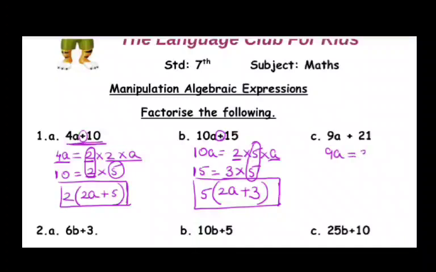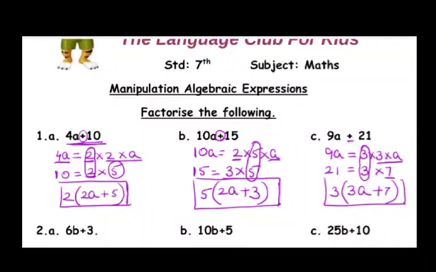9a is equal to 3 into 3 into a. 21 is equal to 3 into 7. We have 3 in common. We write it. Open the bracket. The uncommon one, 3a, plus what's left, 7. And that's your answer. That's how you would factorize this.